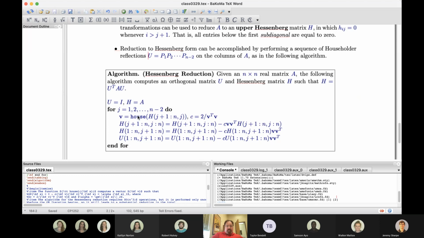It's similar to QR by Householder. For each column j, we use a Householder reflection that works on rows j plus 1 down to the end. So for instance, when j is equal to 1, it'll affect rows 2 to n. It won't touch the first row. Here we're applying a Householder reflection on the left to H, and then we're applying that same Householder reflection on the right because it's a similarity transformation. And then here we're accumulating all the Householder reflections to make the matrix U. That'll be needed if we want all of a Schur decomposition, not just the eigenvalues.